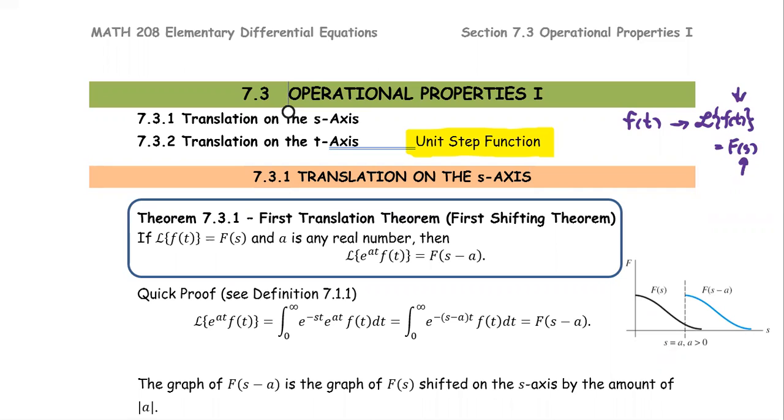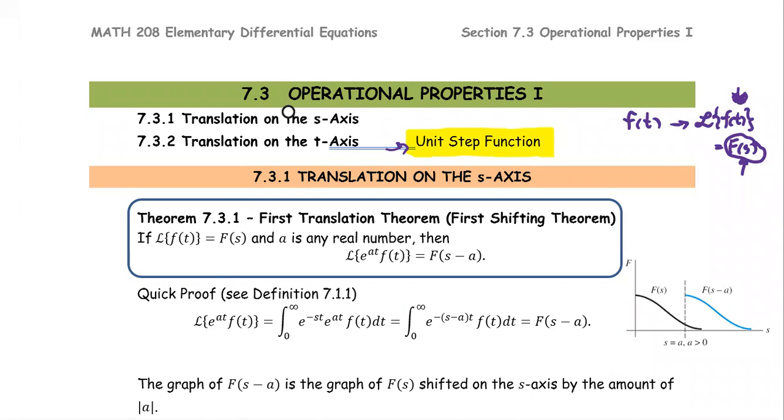The first part of 7.3, we will talk about translation on the s-axis, that is the axis of the Laplace transform. And then the second part is the translation on the t-axis, which is the translation of the axis of the original function before we apply the Laplace transform. And that part has the unit step function involved.